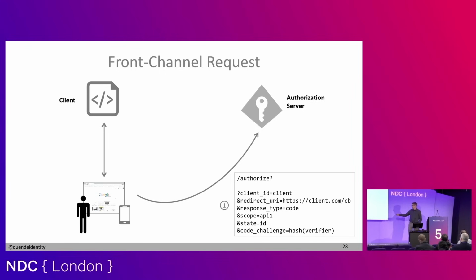What API, what scope are we requesting, the API one? And then we can send along a state that is echoed back. This is important for cross-site request forgery guards. And we have a code challenge, which is also a verifier, from proof key code exchange. It's an extension that should always be used.